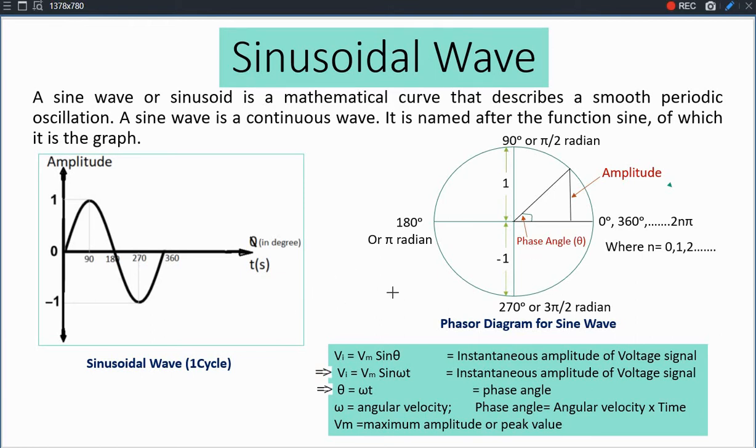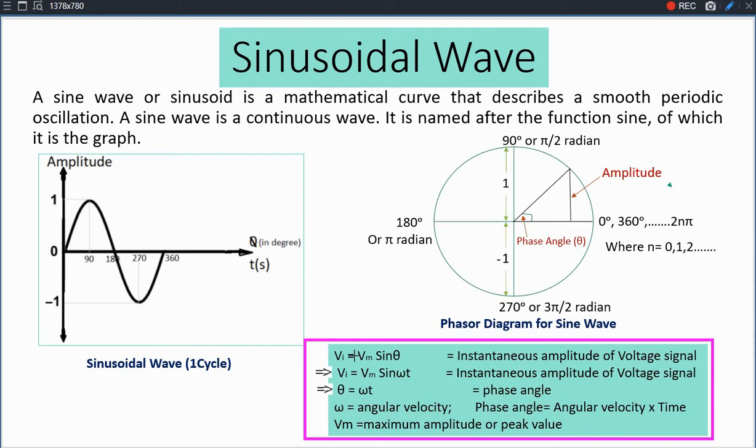And when we have to analyze the sinusoidal wave, we take this mathematical form, in which we can write Vi is equal to Vm sine theta, and this Vi indicates the instantaneous amplitude of the voltage signal. And theta is equal to omega t. What is theta? It is the phase angle, and the phase angle is equal to angular velocity multiplied by time.